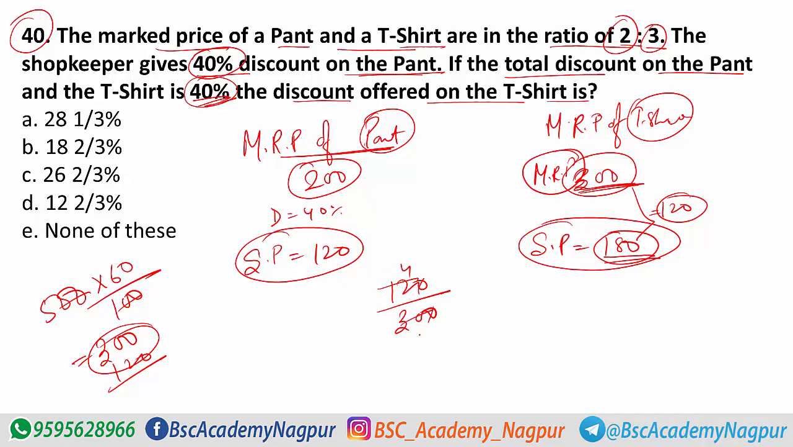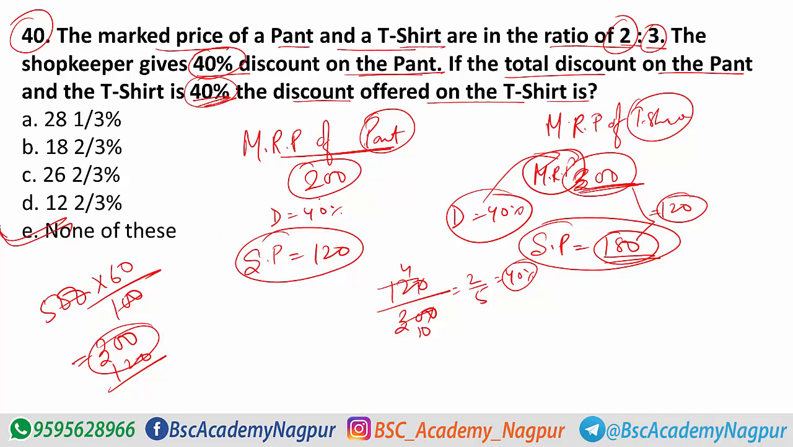This is like 4 times, 10 times, and 2 by 5. 2 by 5 means how much? 40%. So we have given 40% discount on the t-shirt. So answer will be 40% discount. None of this. Right, this was also an easy question.